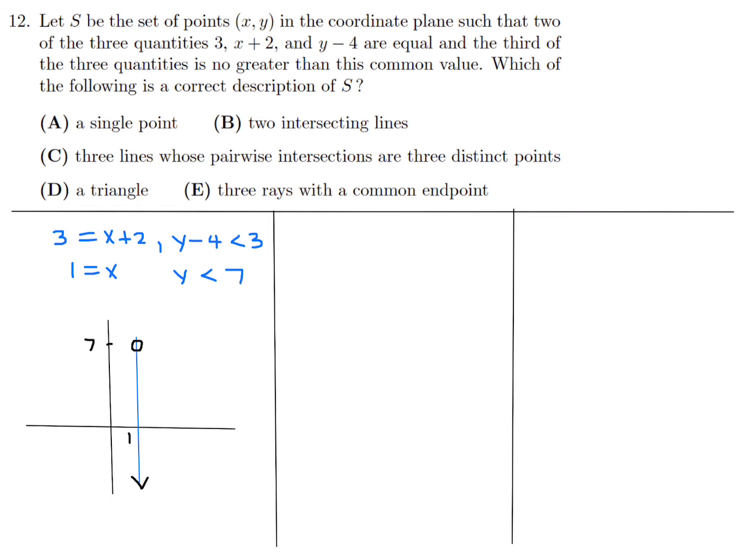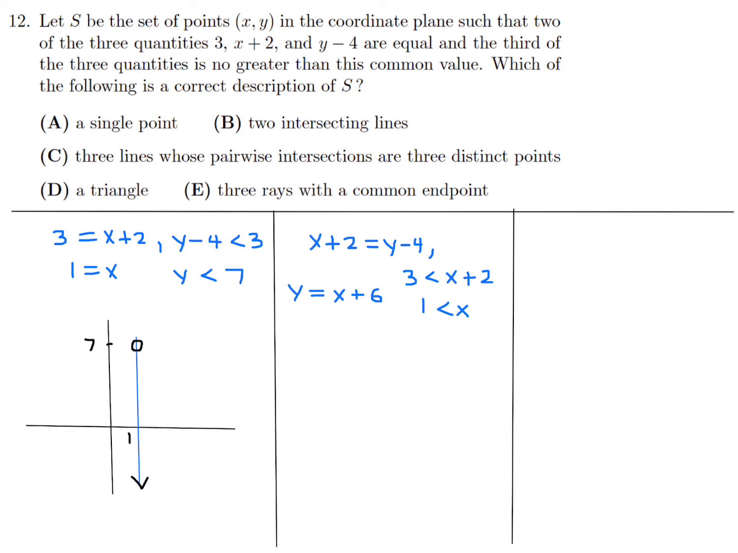All right, let's do the same thing for the next scenario, which would be x plus 2 is equal to y minus 4, and the other value, which would be 3, is less than x plus 2. So that means x is greater than 1. And from this, we get that y is equal to x plus 6.